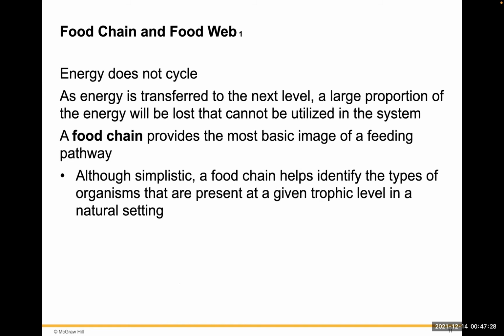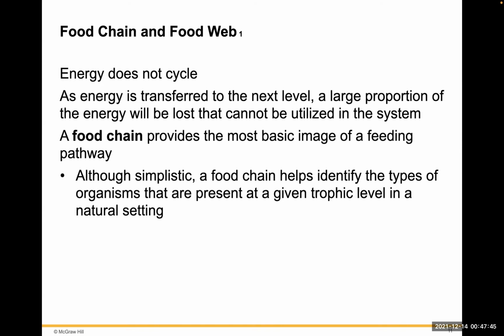Okay, so the food chain or the food web. See, energy does not cycle. Energy cannot be created or destroyed. First law of thermodynamics. As energy is transferred to the next level, a large portion of the energy will be lost and cannot be used out of the system. When energy is lost, it's usually given off as heat from the system.